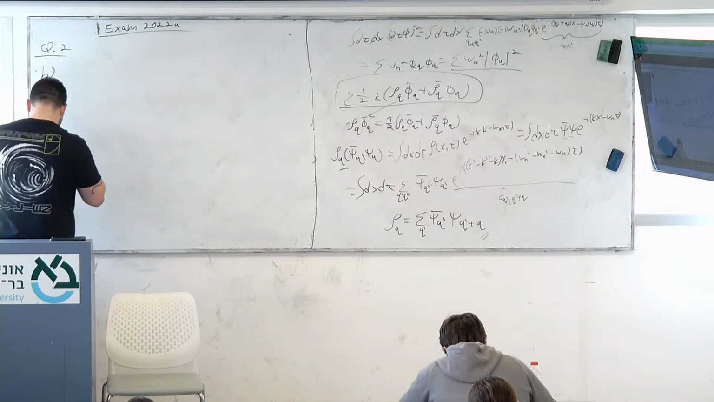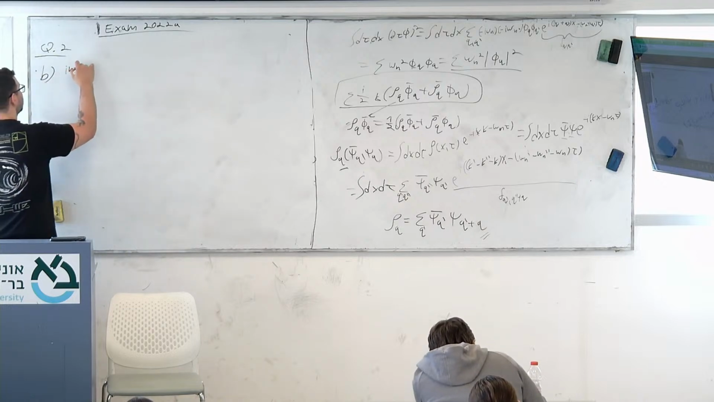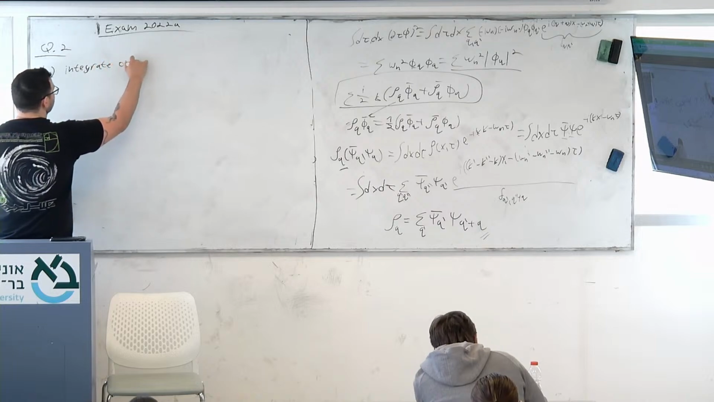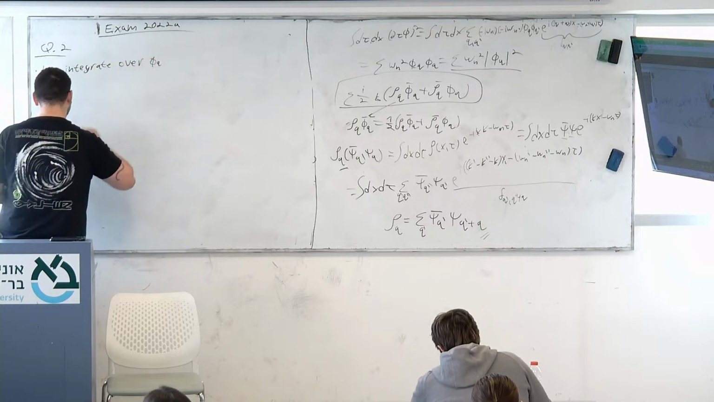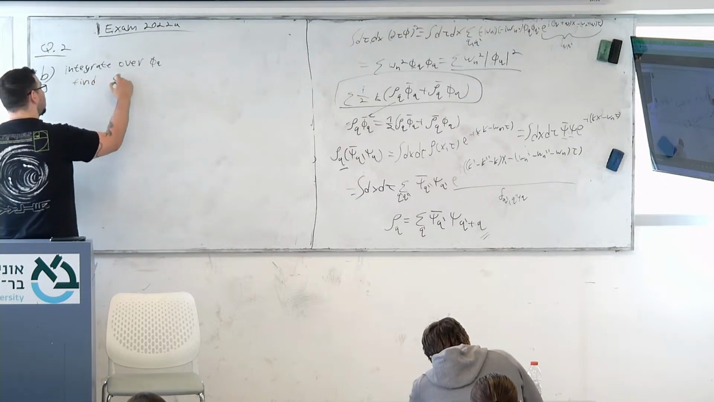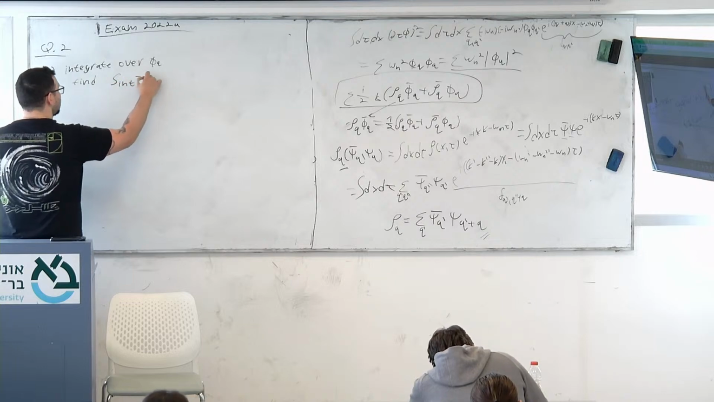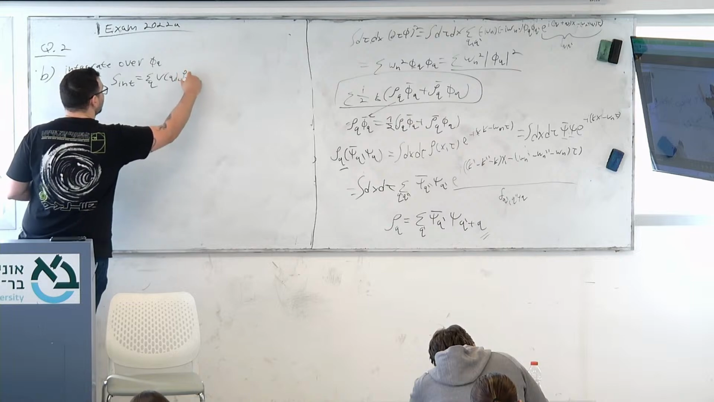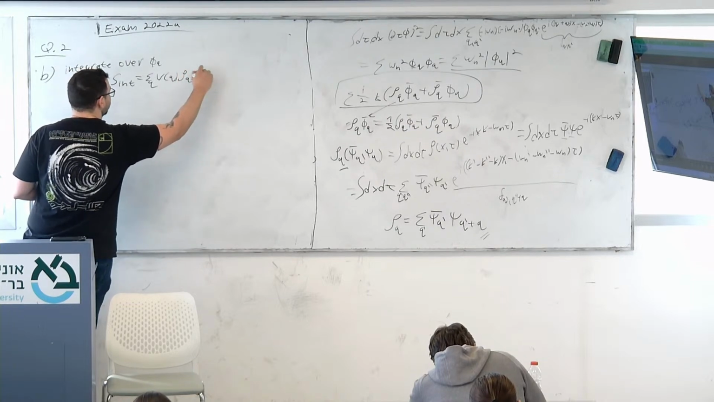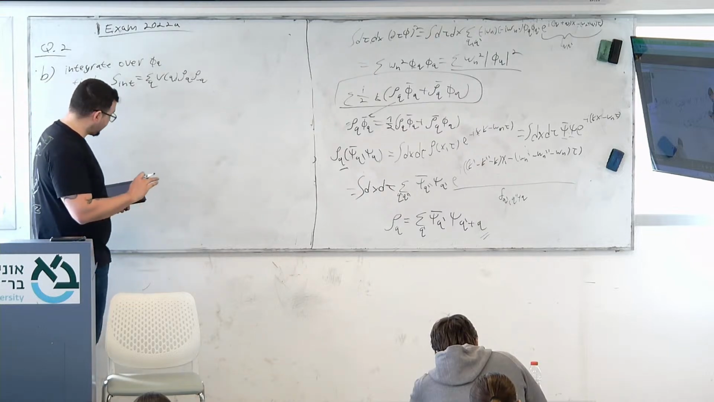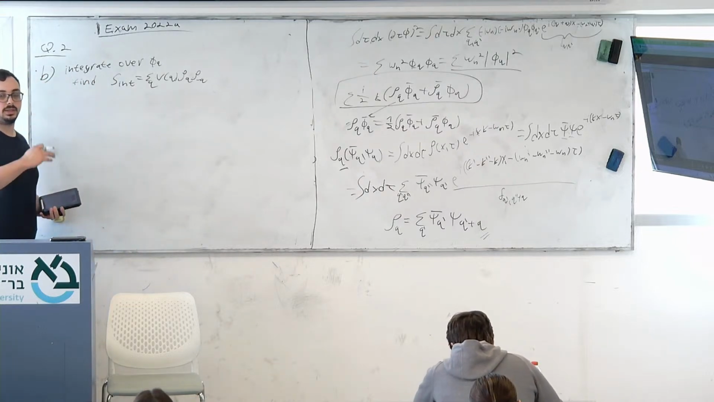B, integrate over q, find S_int equals sum over q, dq, rho q, rho minus q. That's the first part of the question. We'll handle this, then we'll handle the second part of the question.